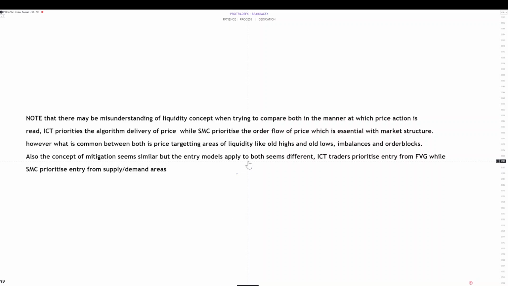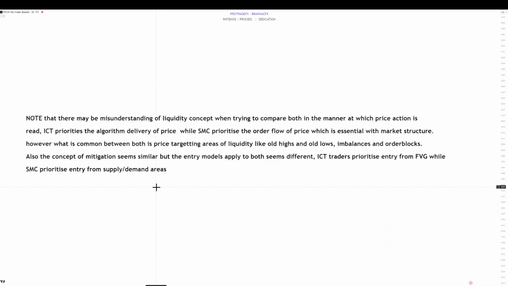Now, I should remind you that ICT courses talk about following what price is doing at a particular time. Let's say you're trading the New York session, there is a fixed timing, the silver bullets, which he has talked about, the delivery of price, things you should expect at this particular time of the day. Those are ICT algorithmic delivery of price. While SMC prioritizes the order flow of price, which is essentially market structure. So there is always an in-depth understanding of market structure when it comes to SMC, because that seems to be the more foundational basis of SMC.